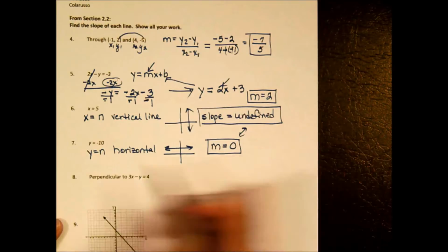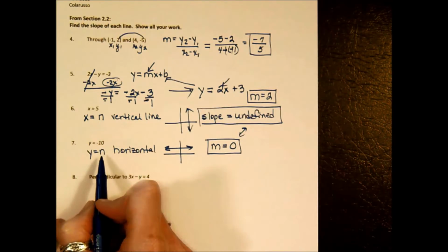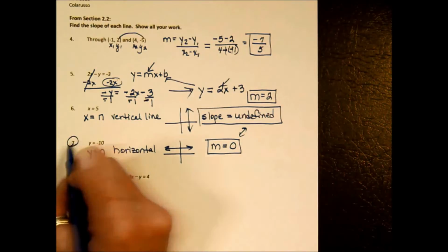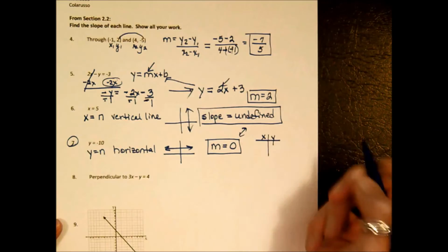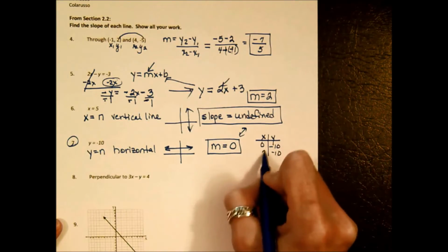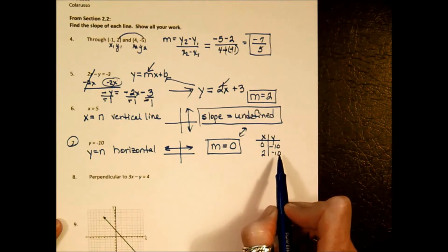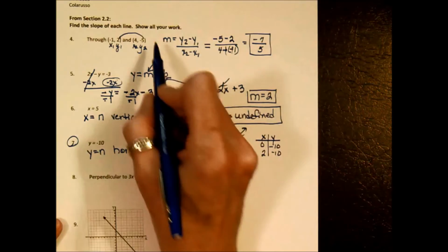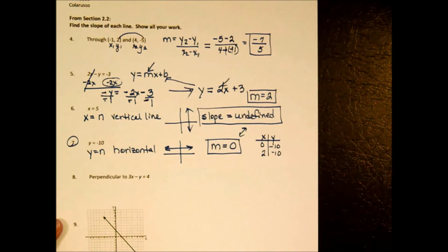Now, if you should forget which one of these is vertical and which one is horizontal, let's use this one as an example. You could do an XY table and say, well, Y has to be -10. X can be whatever I want. Now I'm going to use those 2 points, and I'm going to use my slope formula up here to find the slope. It takes longer to do it, but you can certainly do it that way.